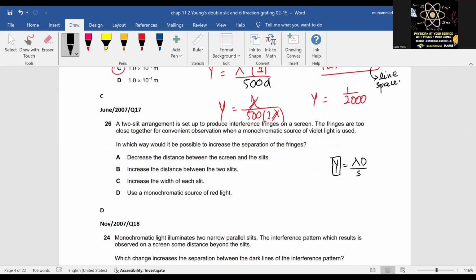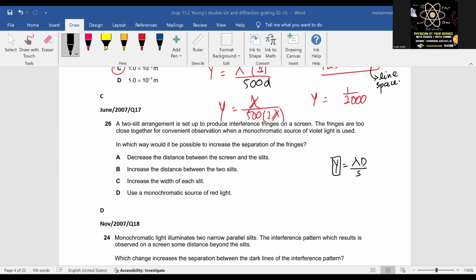Sir, but the separation of fringes is S, right? No, this is the slit separation. Slit separation is where the light gets diffracted. And fringe spacing, y, is actually on the screen where you have two or more bright spots, like a bright spot here, and then a dark spot in between, and then a bright spot and then a dark spot and so on. Are you getting that? Yes.